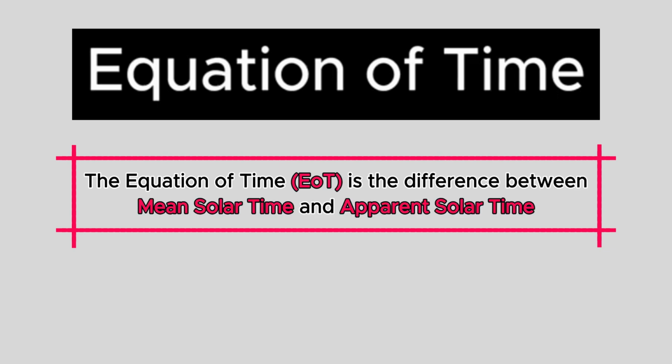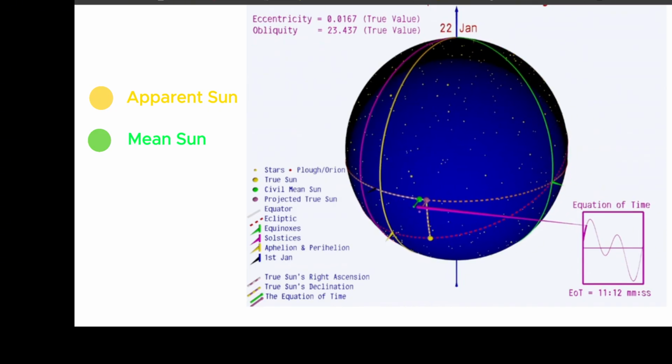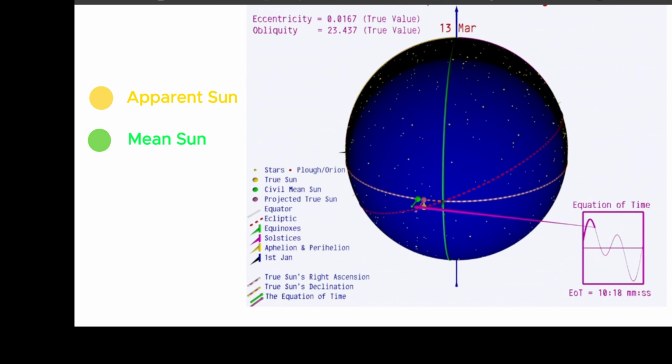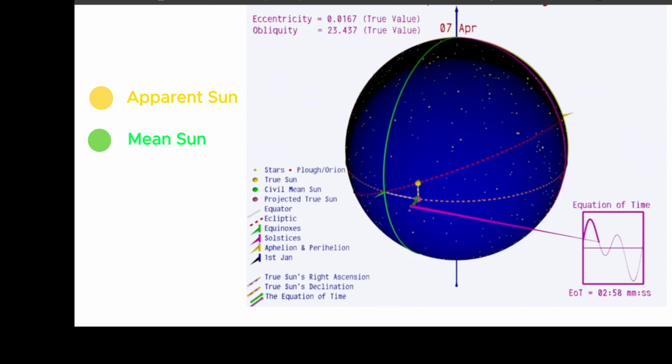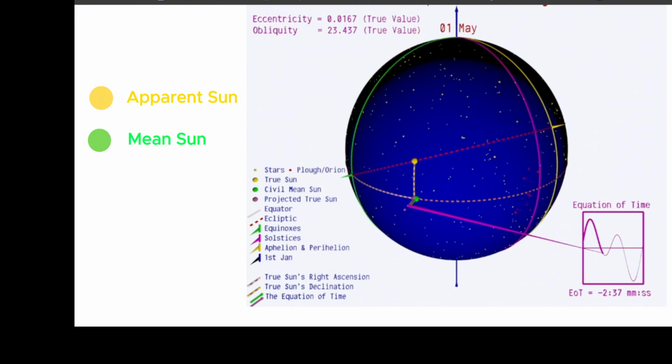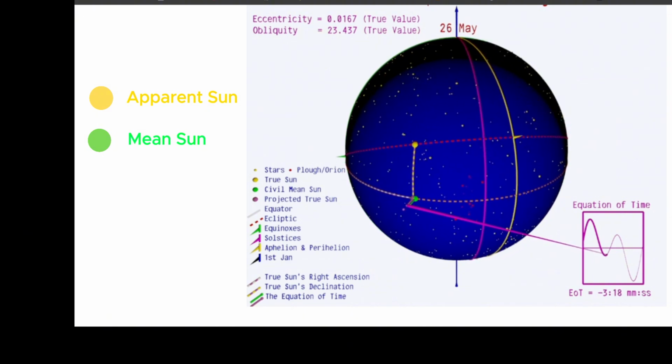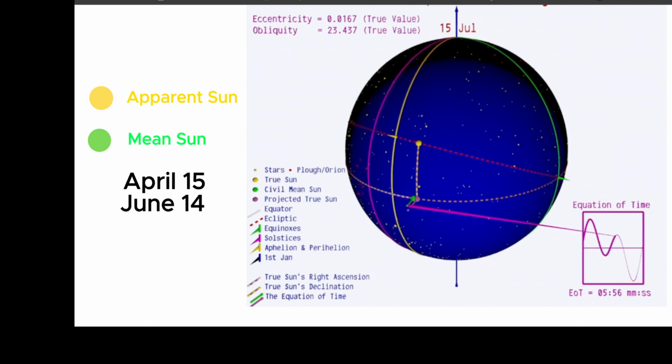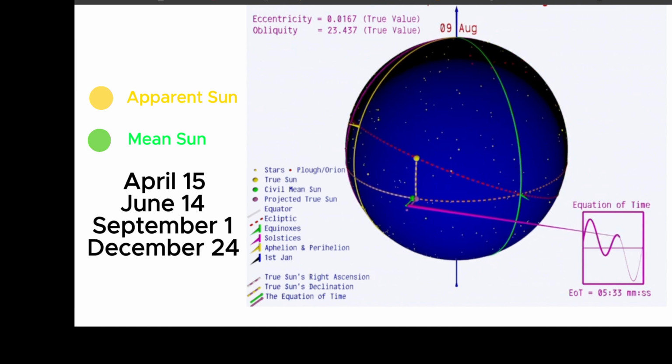The equation of time is the difference between mean solar time and apparent solar time. The equation of time is not constant. Its value fluctuates in both magnitude and sign, depending on the Earth's position in its annual orbit around the sun. It reaches 0 and changes sign on approximately 4 dates: April 15th, June 14th, September 1st, and December 24th.